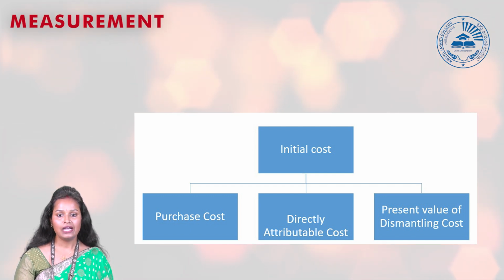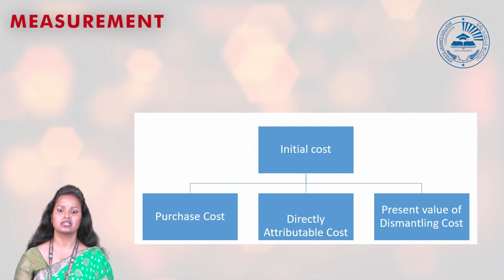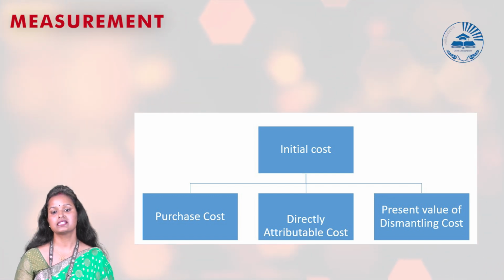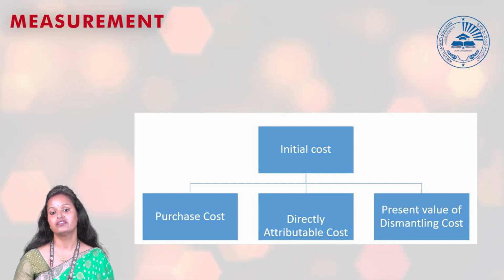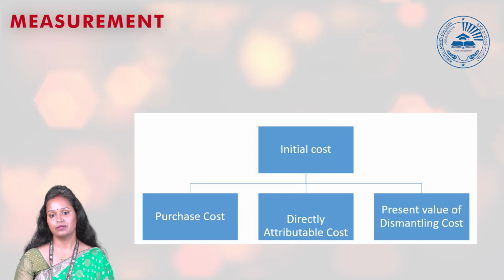Apart from it, one more cost must be added. This cost will not be added every time, but in some cases it will be added. What is that cost? That is the present value of dismantling cost. I just want to give an example for the same.